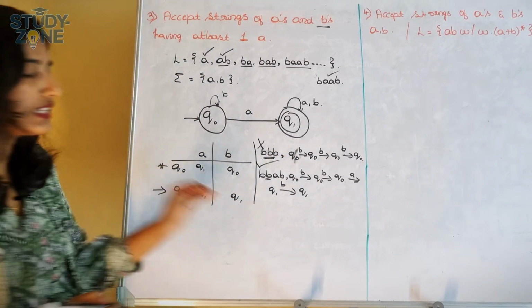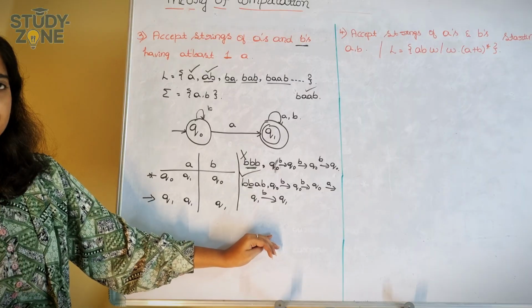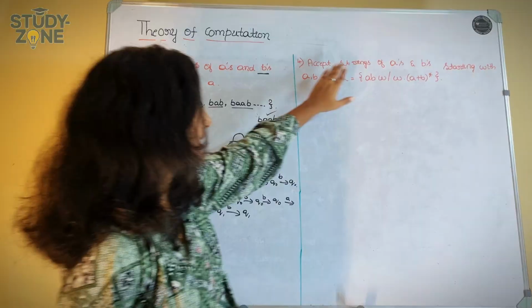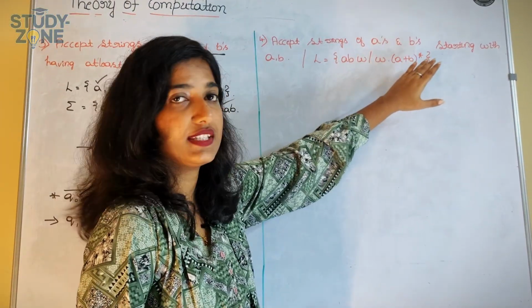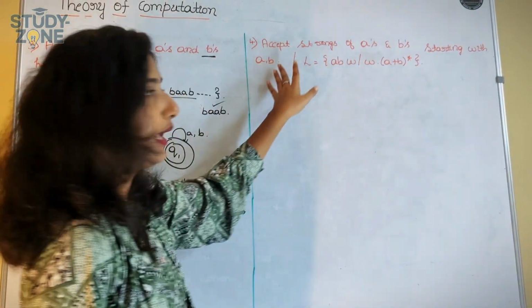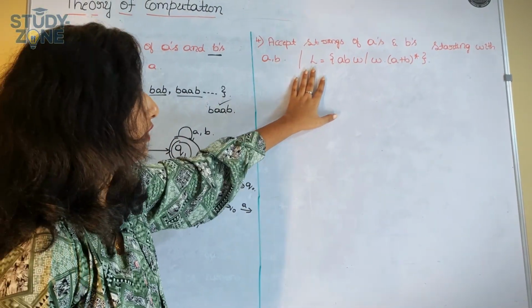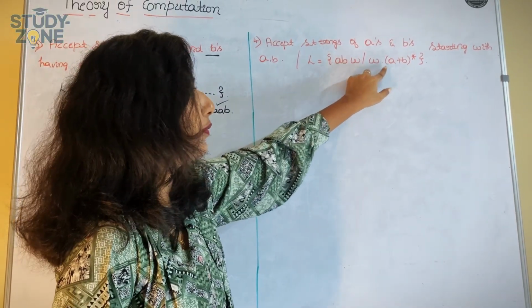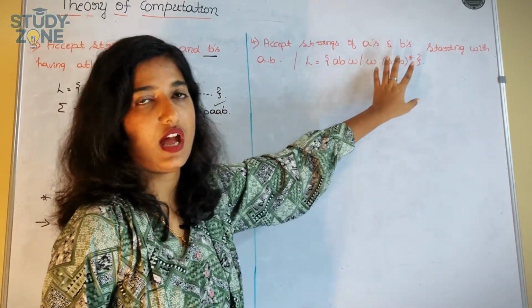So this one is correct. Clear? So now we have the fourth problem, correct? Accept strings of A's and B's. We have a particular language here that is starting with AB, correct? Or it can be written like this also: L equals AB W, where W equals (A plus B) star.